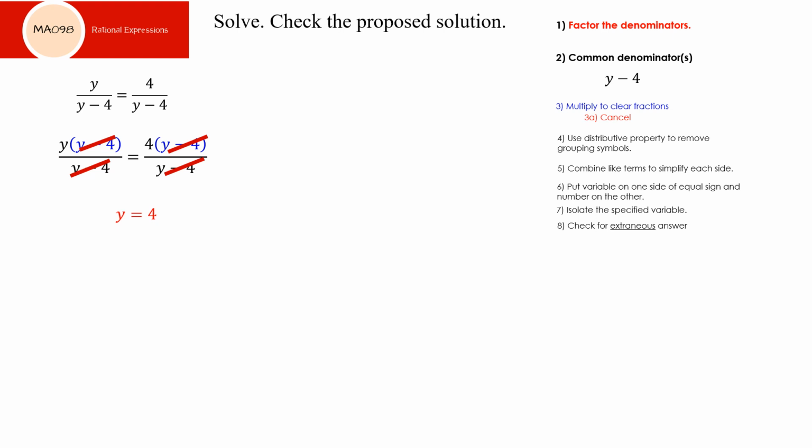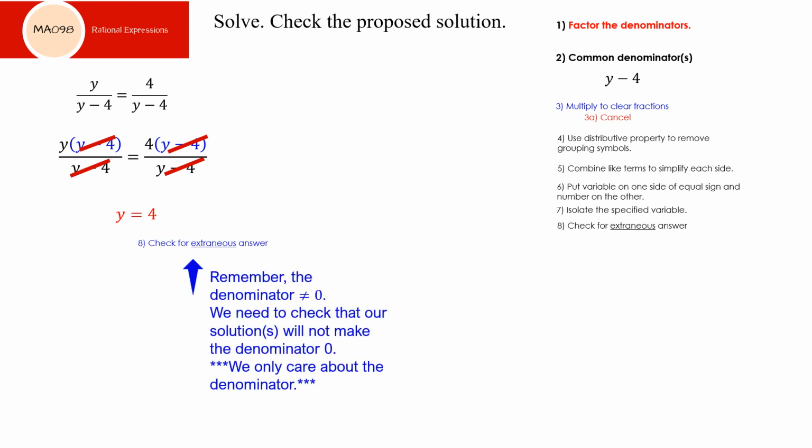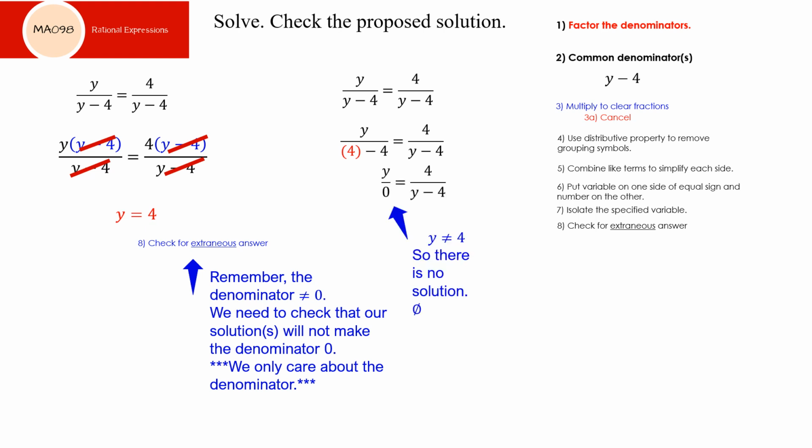Now we have to check for extraneous solutions or answers. That means we have to substitute 4 back into the denominator. Hopefully you remember that the denominator cannot equal 0. We need to check that our solutions will not make the denominator 0. We only care about the denominator, by the way. So what we do is we put 4 in for y. Well, 4 minus 4 is 0, and we can't have that. Guess what? y can't equal 4, so there is no solution. So we just put the empty set there.